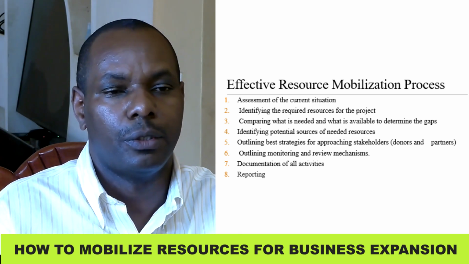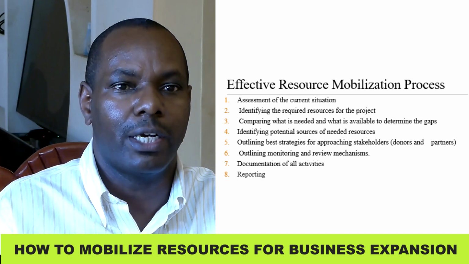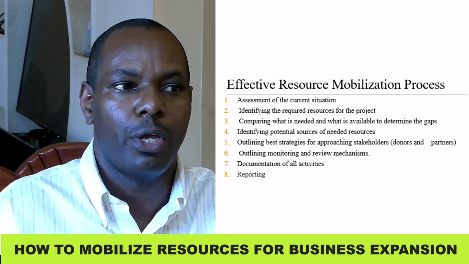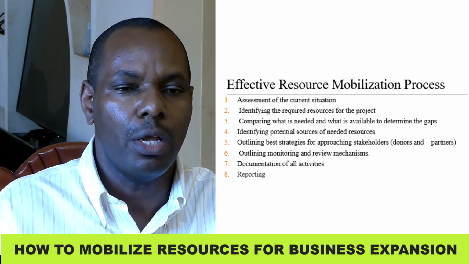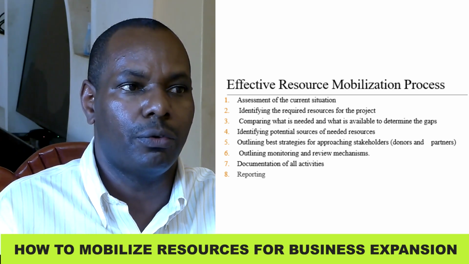And step 7, documentation of all activities. You need to document all the activities. So if, for instance, you have been given money for a certain project, you need to do documentation. You also need to give feedback, which is the next step, reporting. You need to report and give feedback on how you have spent the resources, especially if those resources were meant to undertake projects or programs to benefit a third party.